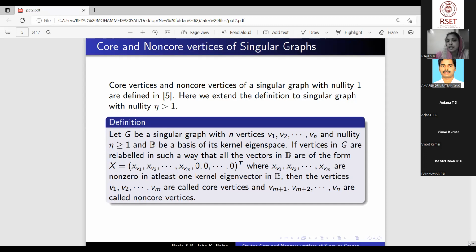Definition. Let G be a singular graph with n vertices v1, v2, etc., vn and nullity eta greater than or equal to 1, and B be a basis of its kernel eigenspace. If vertices in G are relabeled in such a way that all the vectors in B are of the form vector x equal to the transpose of xv1, xv2, etc., xvm, 0, 0, etc., 0, where xv1, xv2, etc., xvm are non-zero in at least one kernel eigenvector in B, then the vertices v1, v2, etc., vm are called core vertices, and vm+1, vm+2, etc., vn are called non-core vertices.